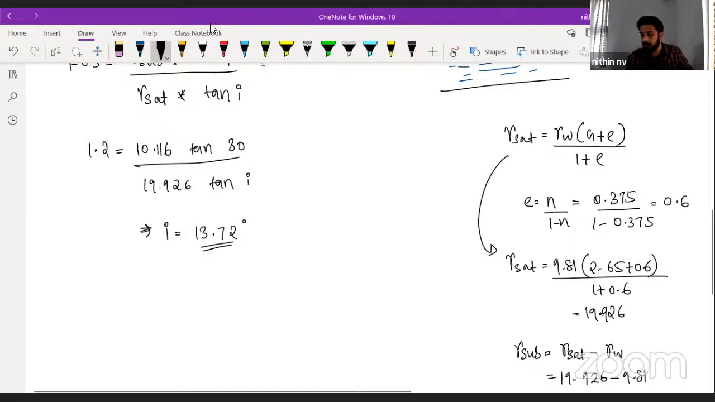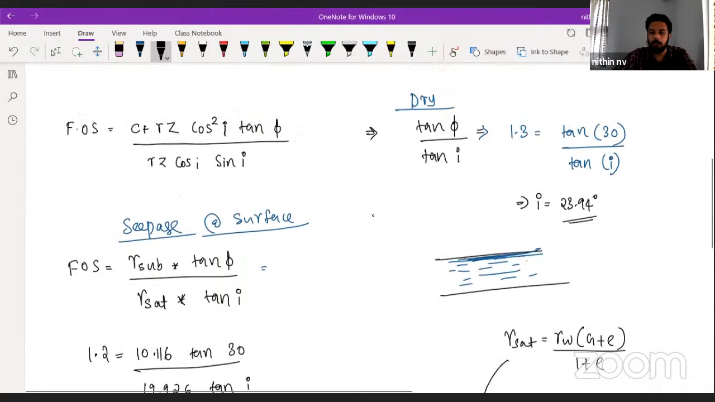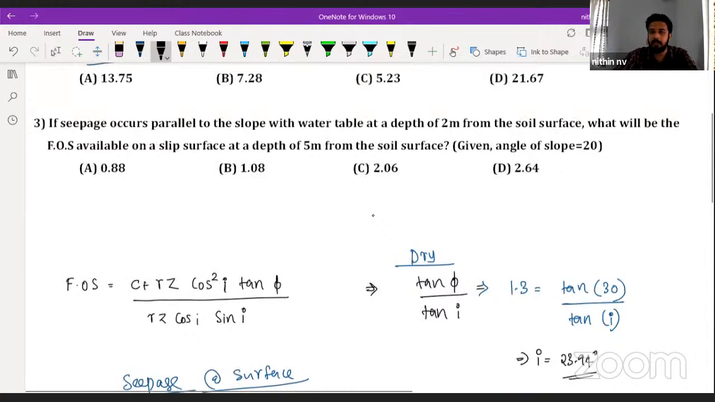Getting, everyone? Okay, 13.7. Okay, fine. Approximately, it depends on how accurately you are taking this tan angle. Now what will be the third case? Now they are telling that 2 meters below, now the seepage is not happening at the surface.